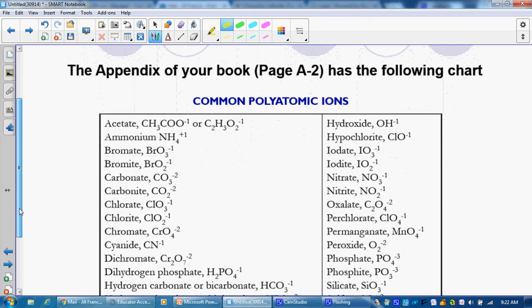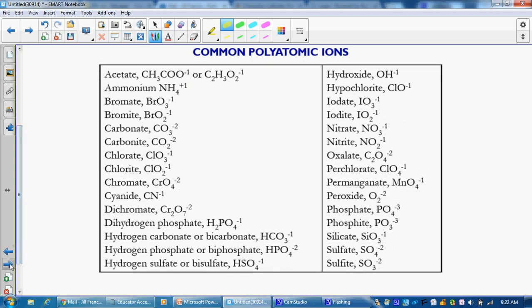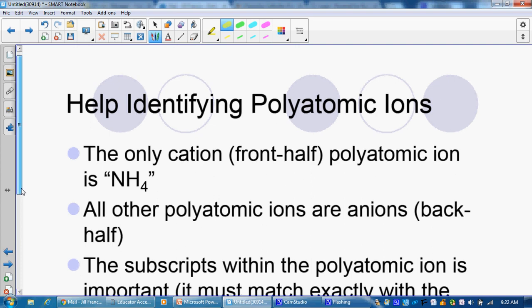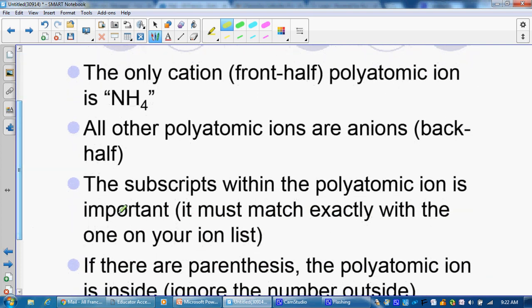Okay, here's some common ones. Again, you have the chart on the back of your periodic table, so I'm not going to spend much time looking at these. So how do we identify these? Well, there's more than one element together. The only one that's positive is NH4.